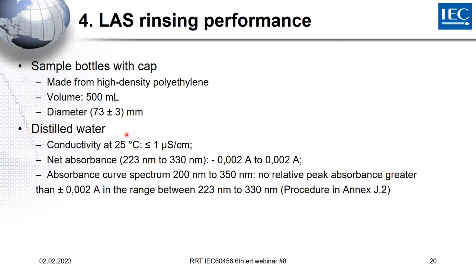And what is quite important is you need distilled water. We have given here some specification that you need to have. What is important is that there should be no relative peak absorbance greater than 0.2 to 0.002 absorbance in a range between where we measure. The procedure how to measure it, I have not explained here. It's given in the standard. If you buy distilled water, this is usually given, but you can also use, if you have a reverse osmosis in your lab, this water if it fulfills the specification. But if you do it like this, you should check it from time to time on a regular basis that the specifications are still fulfilled.